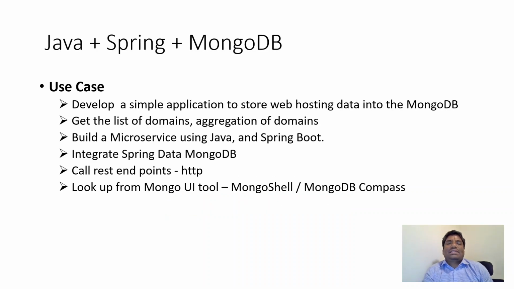So the use case is very simple. We are developing a simple application to store web hosting data into the Mongo store, like who is hosting a particular domain and what is the name of the domain. So we can get the list of domains and we can do some kind of aggregations, like a sample pipeline aggregation. How we can do the pipeline aggregation using the Spring Mongo library.